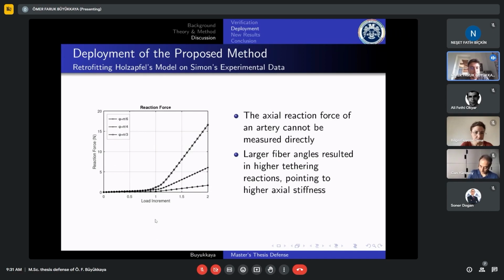The reaction force versus load increment is given. This information can be useful where the axial reaction force of an artery cannot be measured directly. And it is seen that larger fiber angles resulted in higher tethering reactions as expected, pointing to higher axial stiffness.